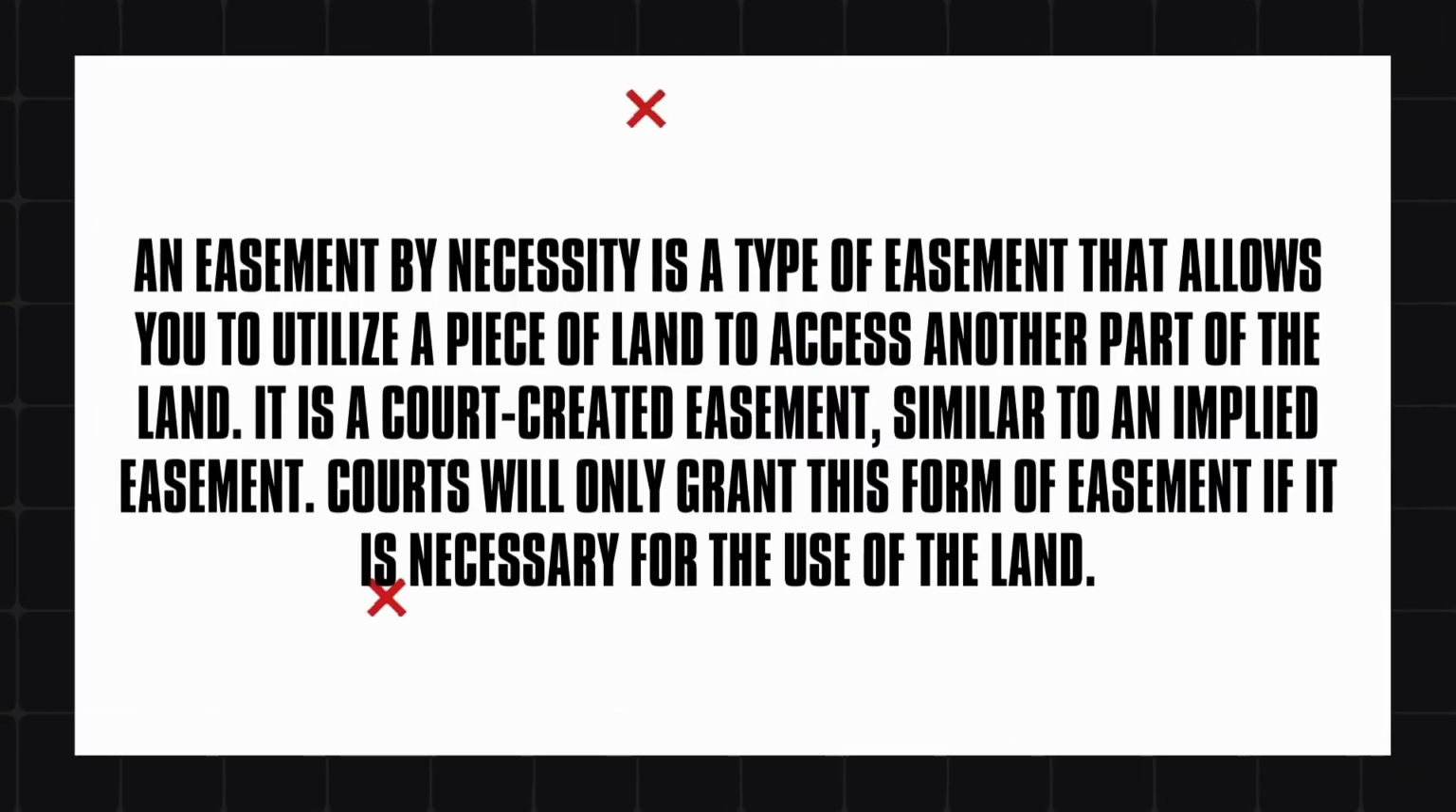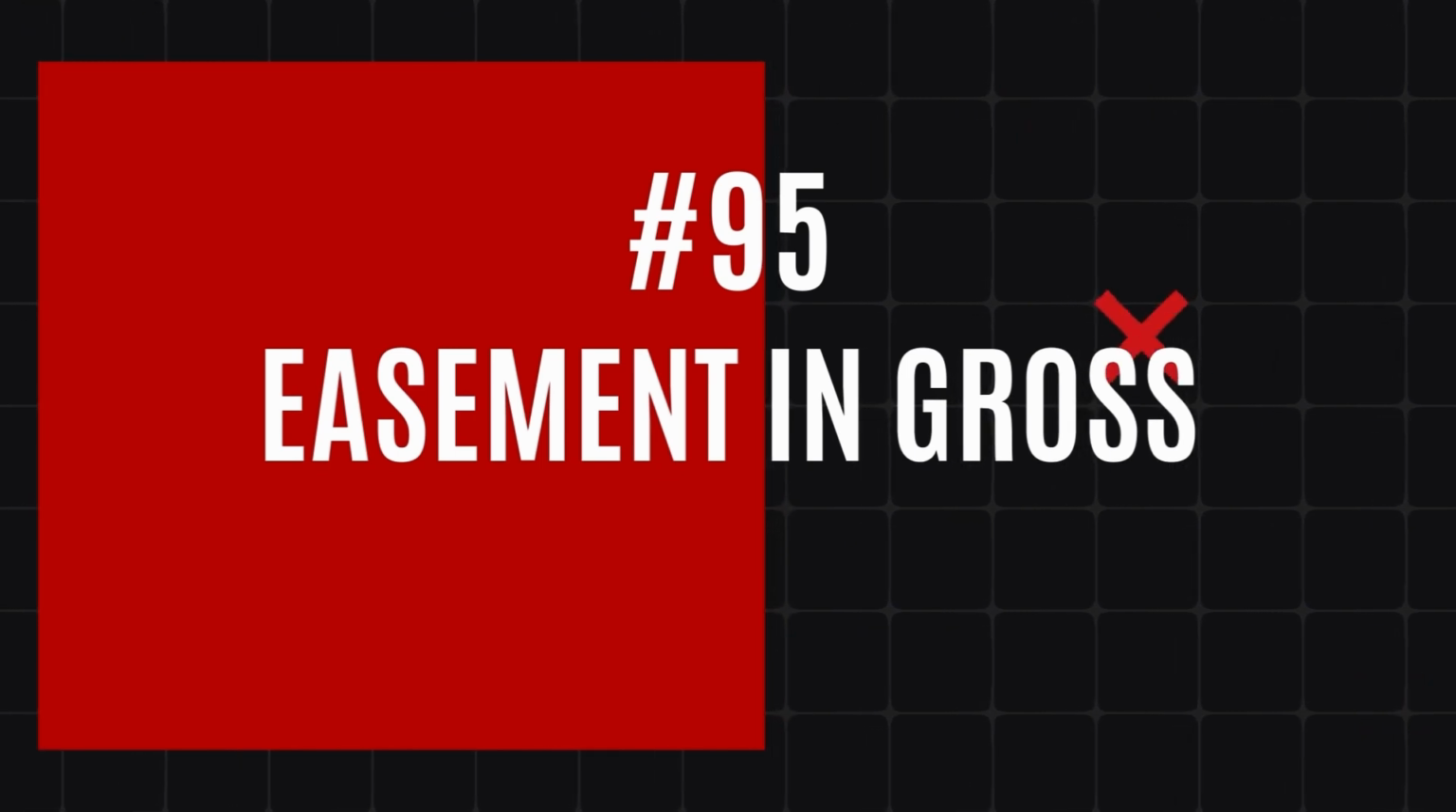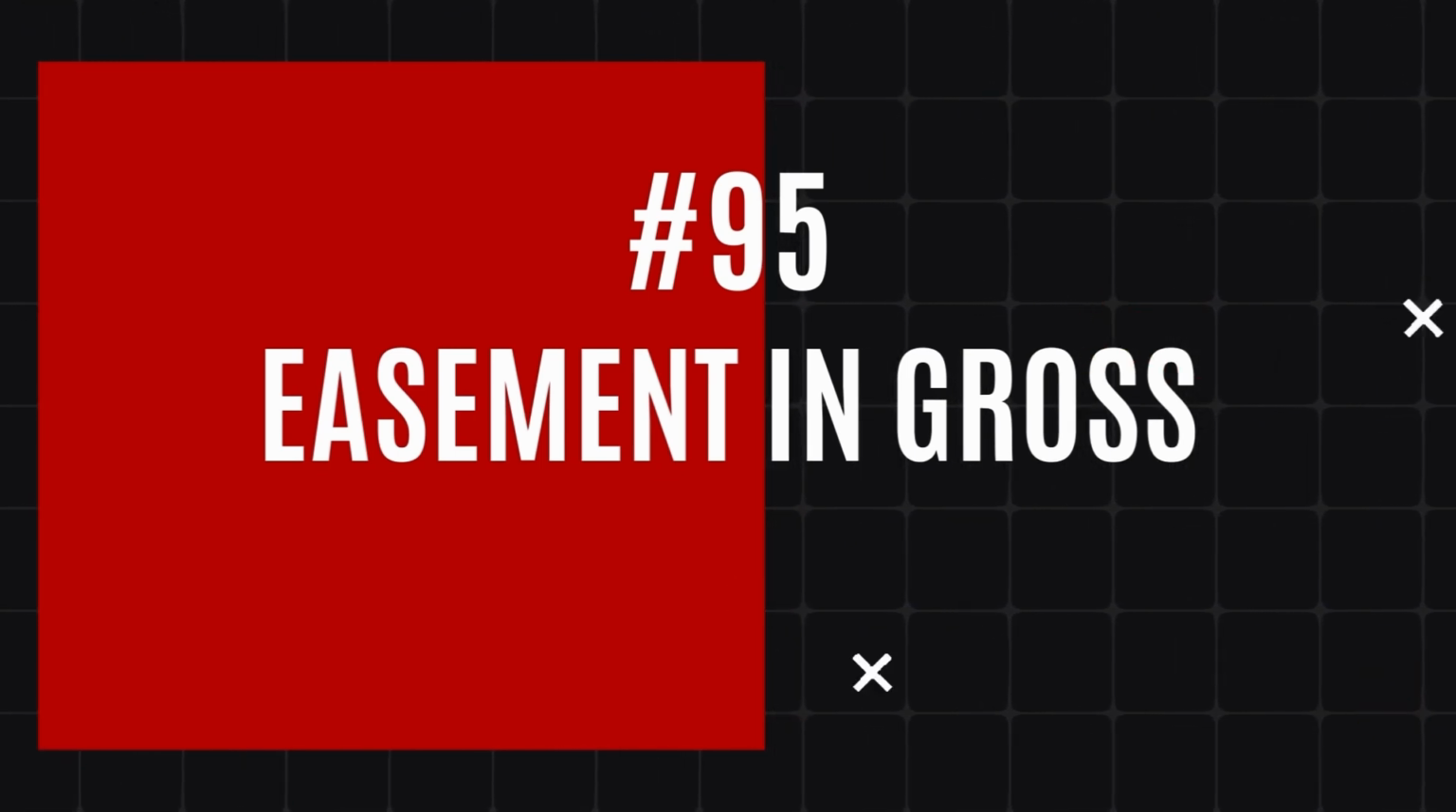An easement by necessity is a special type of easement created by courts to ensure you can access one part of your land by going through another part. It's similar to an implied easement and is only granted when absolutely necessary for you to make proper use of your land. Moving on, easement in gross. Can you decode this strange term on the spot?